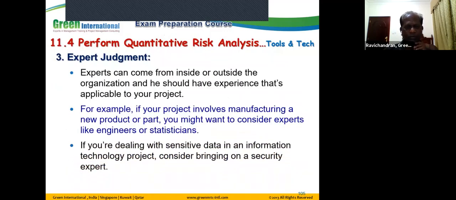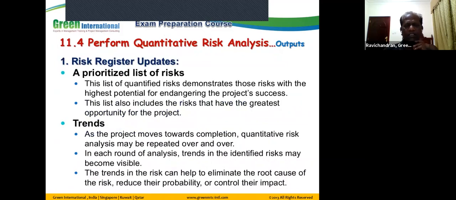Expert judgment, we know. So we are updating the risk register with the prioritized list of risks, which means the risks that have the greatest opportunity as well as the greatest negative impact on the project. All the quantified values are being updated into the risk report, basically. And also, while you are performing this quantitative analysis in different stages of the project life cycle, you should be able to see the trend in the risk happening, whether the risks are increasing or the risks are decreasing. You can see the trend when you are analyzing the quantitative value.